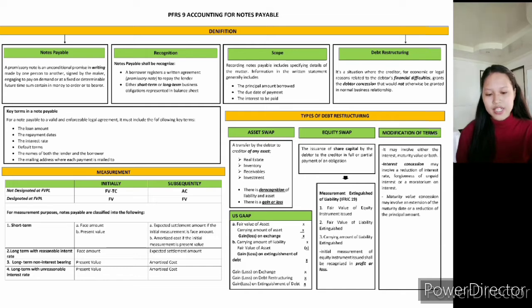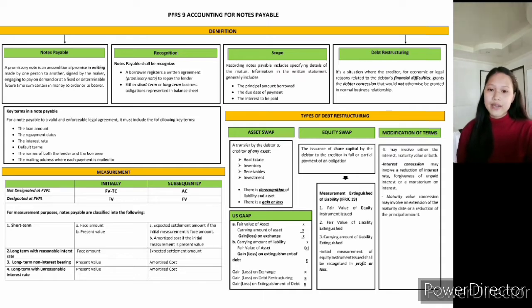Asset swap: a transfer by the debtor to the creditor of any assets such as real estate, inventories, receivables, investments, and many more in full payment of an obligation. So, in the word itself, asset swap, there is a swap or a transfer, which means the loan or borrowed amount by the debtor must be paid in cash, but he or she failed to pay in cash in exchange because he or she does not have the capacity to pay.